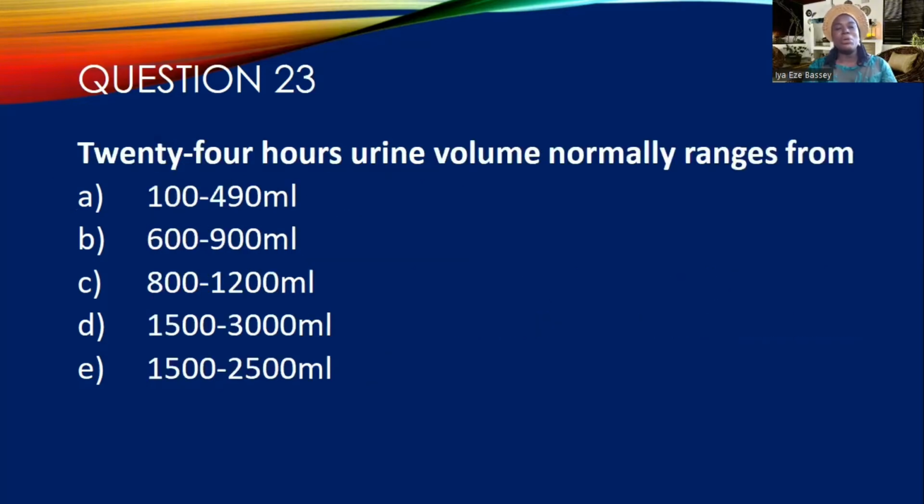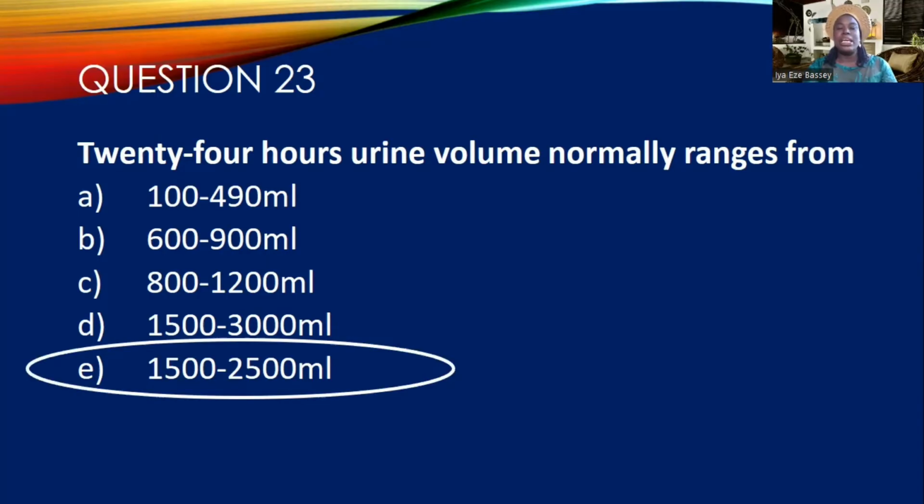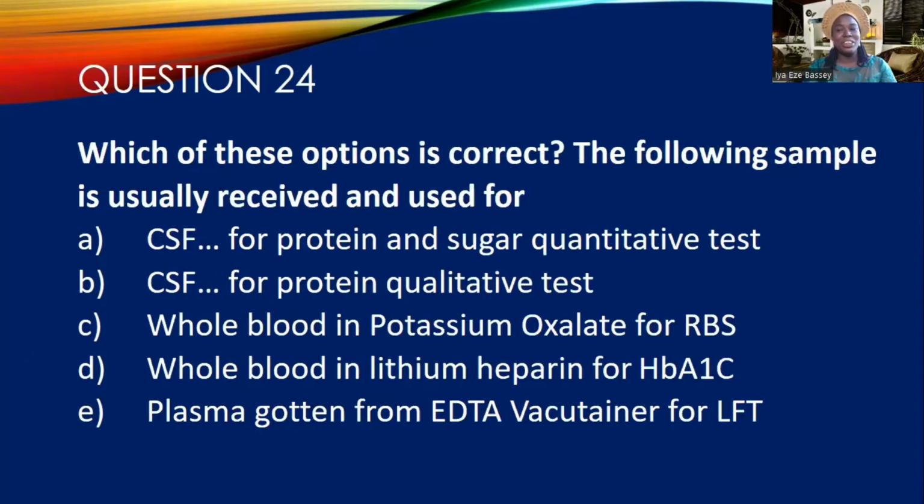All right, so question number 23. 24 hours urine volume usually ranges from E, 1,500 to 2,500 mils. That's your normal range.